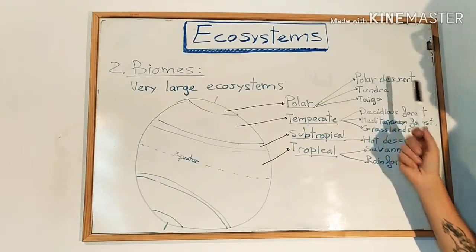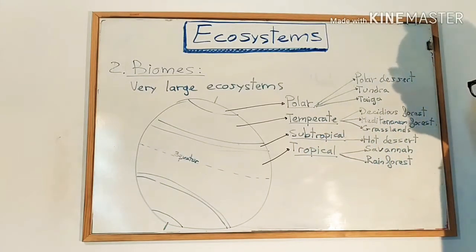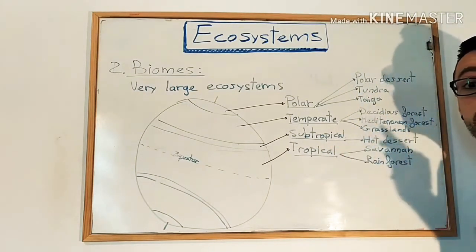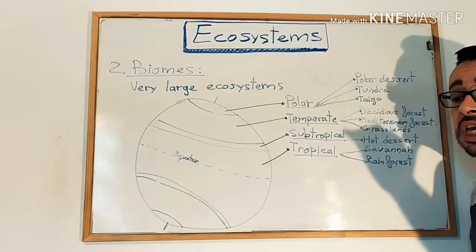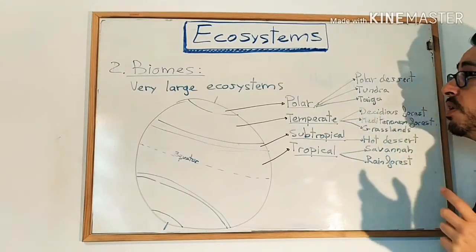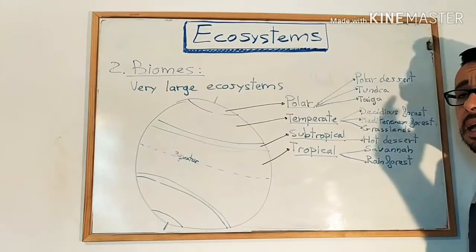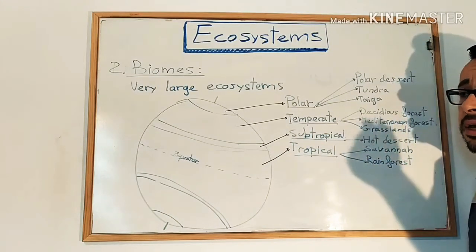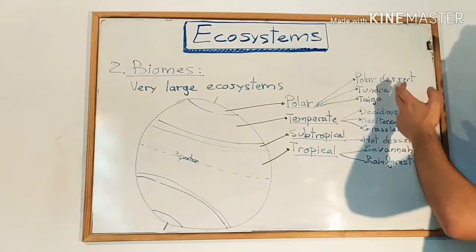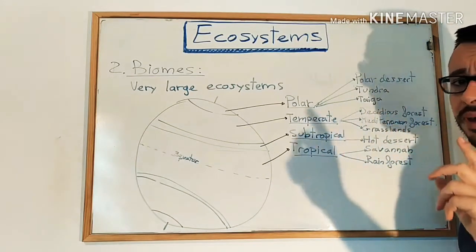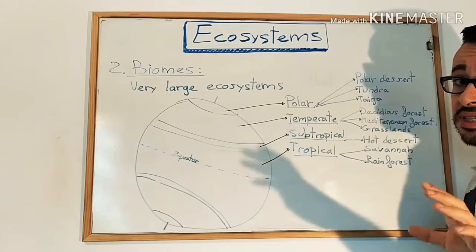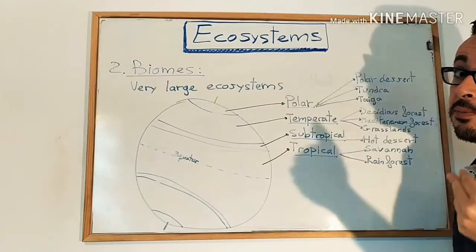So, first one, the polar desert. The polar desert is when you think of the poles, okay? You are thinking of the polar desert. There is no vegetation because it is covered by snow all year round. Here we can find some animals like polar bears and polar foxes, Arctic foxes. But there's no vegetation, but in the sea there's algae, which perform photosynthesis and produce oxygen.